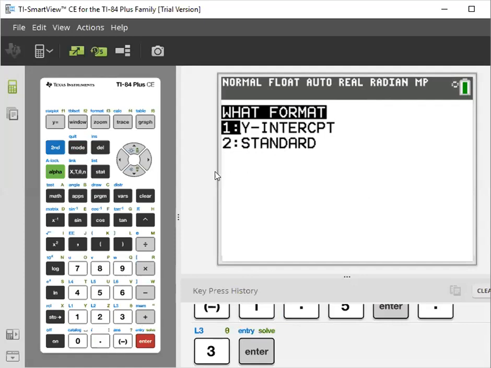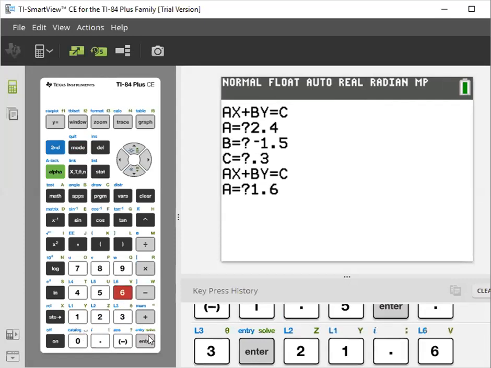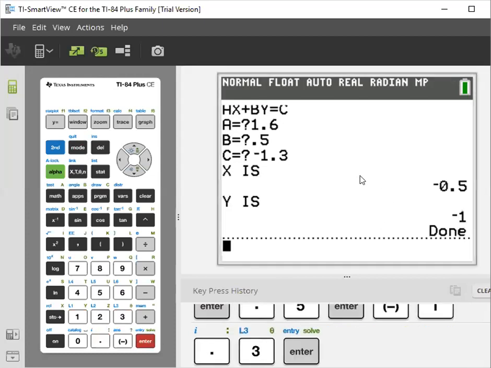All right, press enter, and then it's going to ask you for the second linear equation. It was also in standard form, so the coefficient for x is 1.6. The coefficient for y is 0.5. The constant is negative 1.3. And when you press enter, it will calculate the intersection. It says that the x coordinate is negative 0.5, and the y coordinate is negative 1.